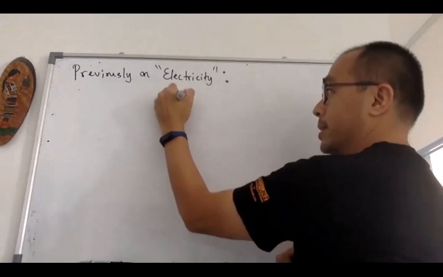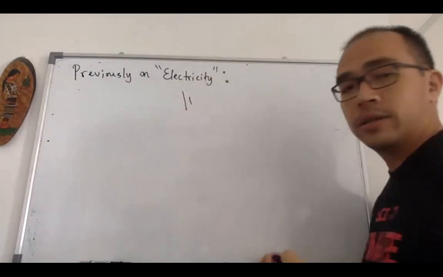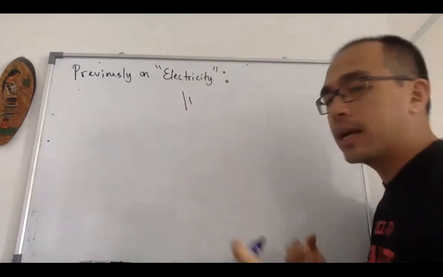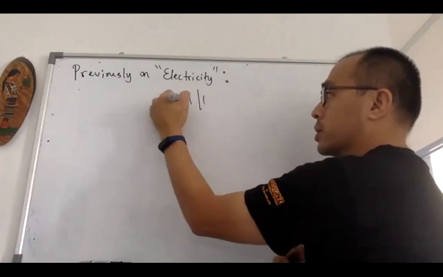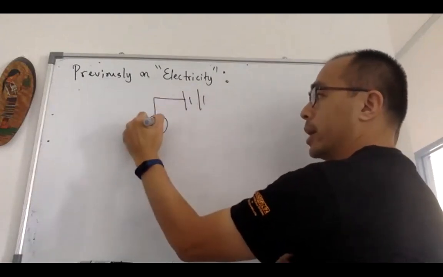If you remember when we were doing Ohm's law, we had this experimental setup. So many people complained that the battery was broken, or something like that. Okay, so you have the battery and then it's connected to the ammeter.